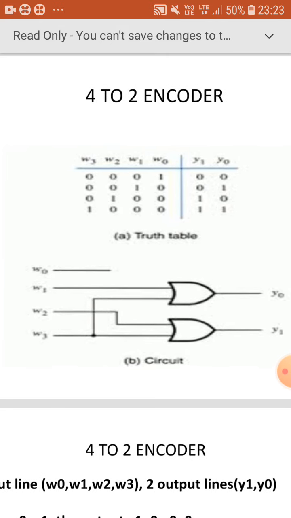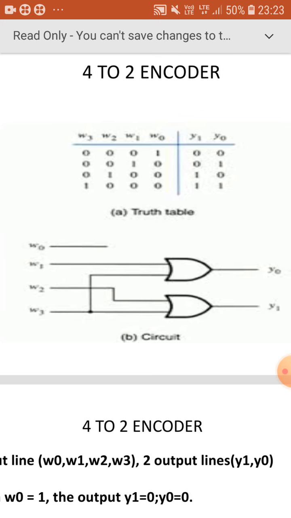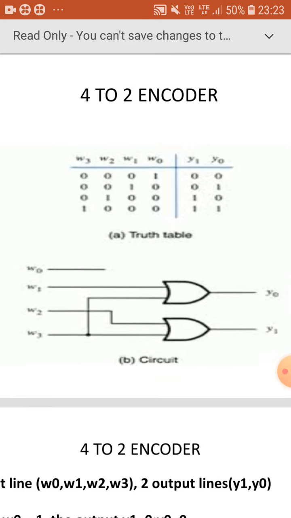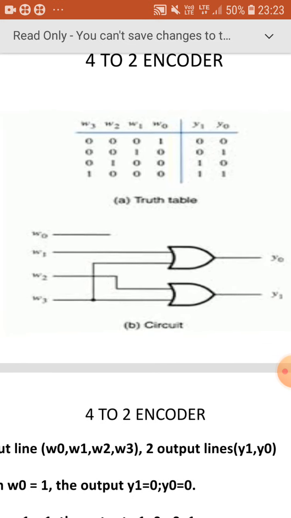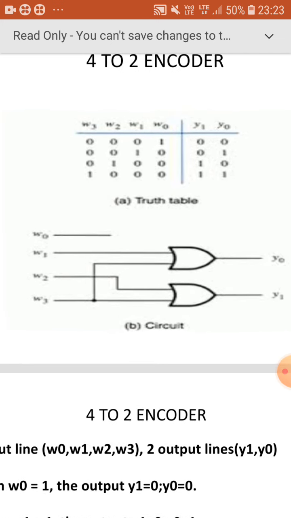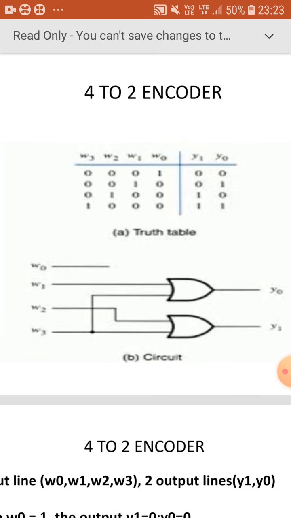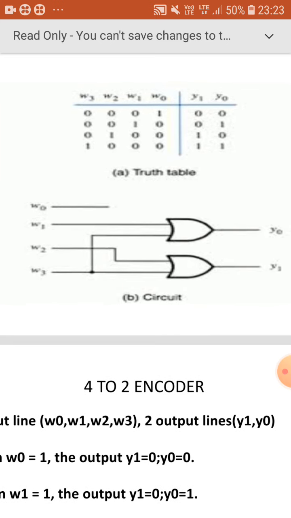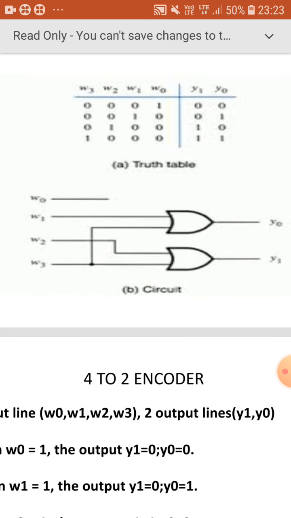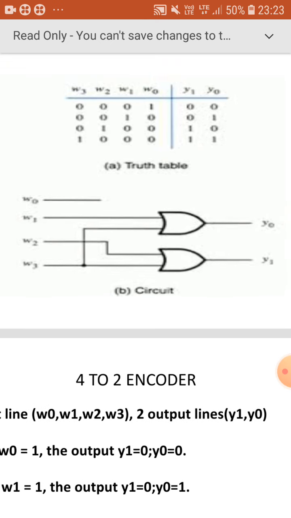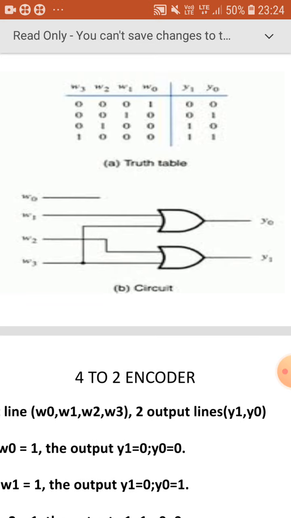Actually 0 is encoded as 0, 0. Next W1, 1 is encoded as 0, 1. Next 2 is encoded as 1, 0. 3 is encoded as 1, 1. Y1 is 1 when W2 is equal to 1 or W3 is equal to 1. So here in the circuit we are connecting W2 and W3 to the second OR gate. So Y1 is equal to W2 or W3.